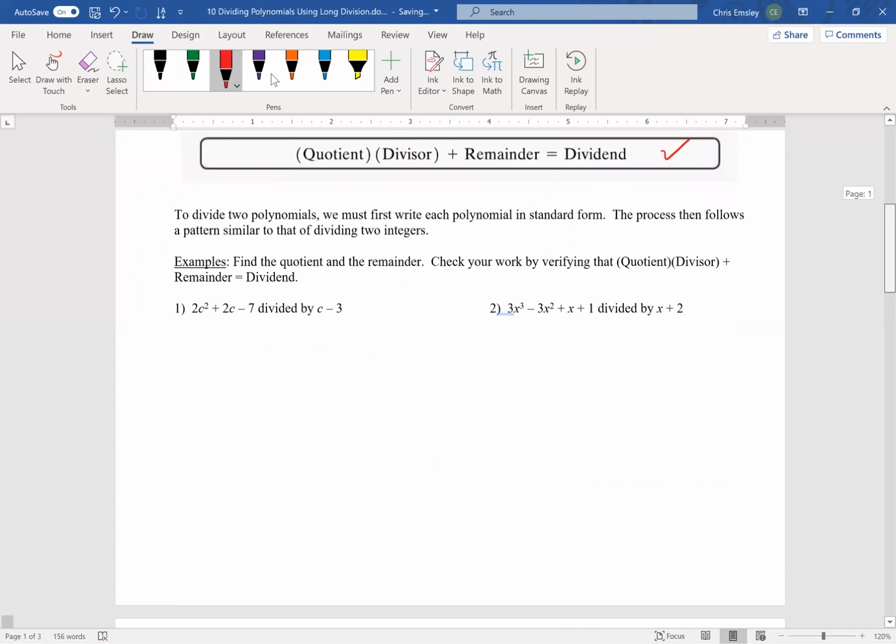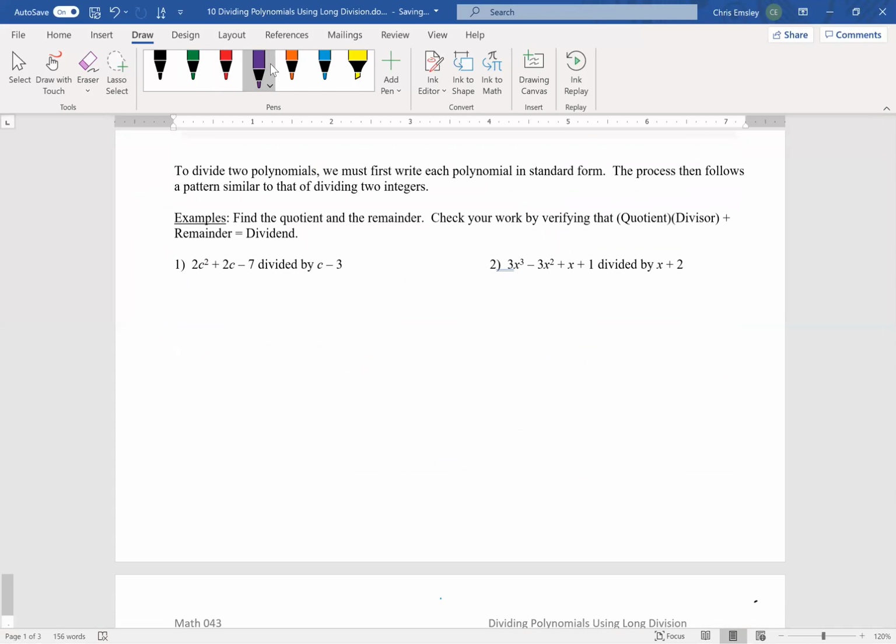Okay, so if we're going to switch gears and now do long division with polynomials, first thing we want to do is write each polynomial in standard form. And standard form means our exponents need to be sorted from largest to smallest. So you want them in descending order. And I think most of the problems you get will already be in that order, but that's what we mean here by standard form. And then the process from there is similar to dividing two integers.